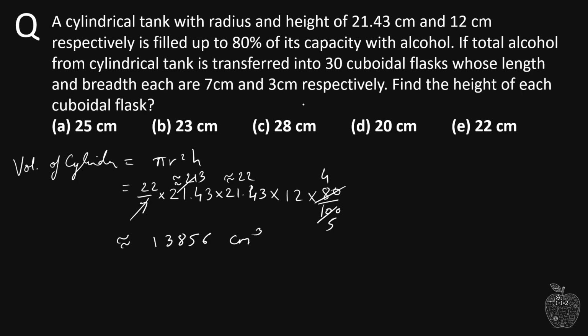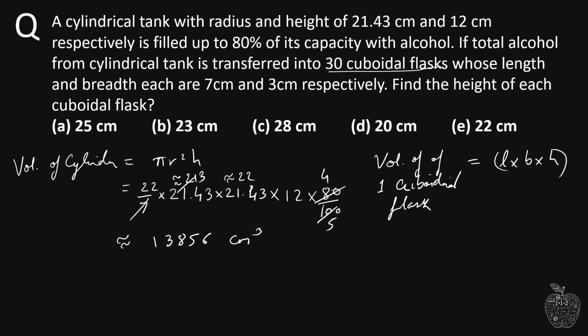Now this much alcohol is to be transferred into 30 cuboidal flasks. So first of all, what is the volume of one cuboidal flask? A cuboidal flask is simply a cuboid, right? The formula to calculate the volume of a cuboid is length into breadth into height. Now this is for one cuboidal flask. We have 30 of these, so for the volume of 30 we'll simply multiply this by 30.